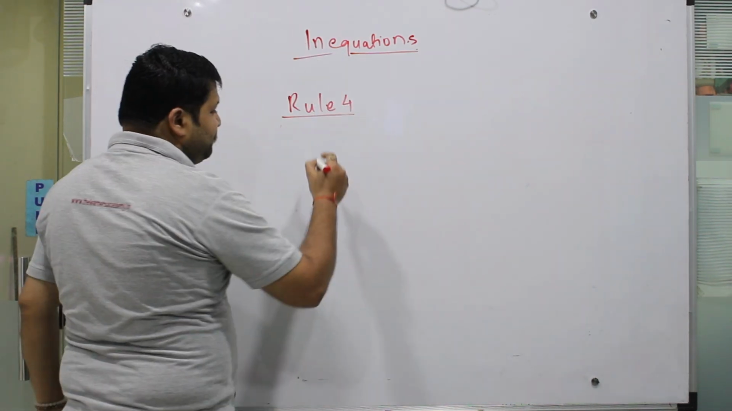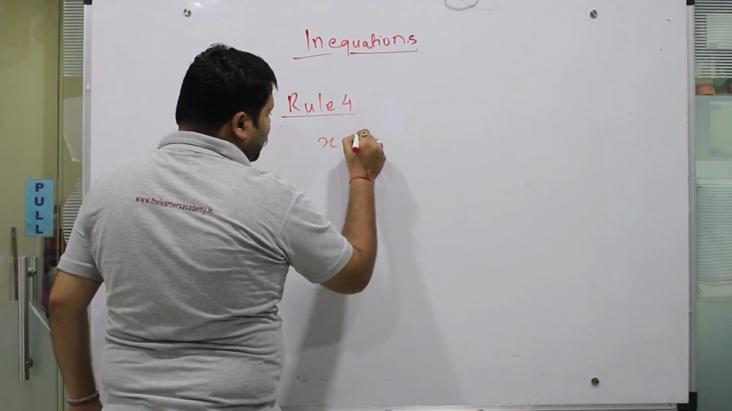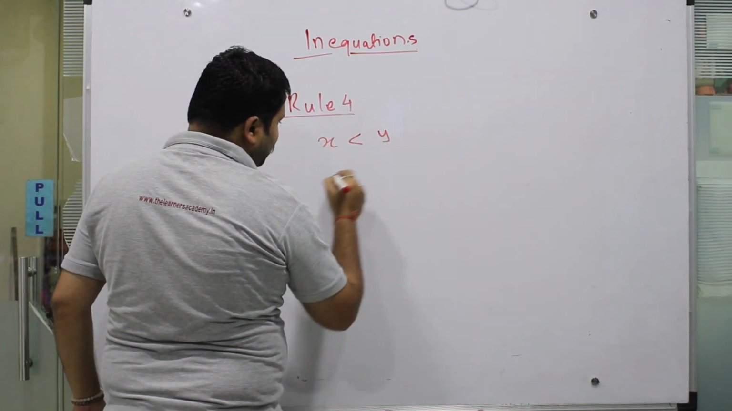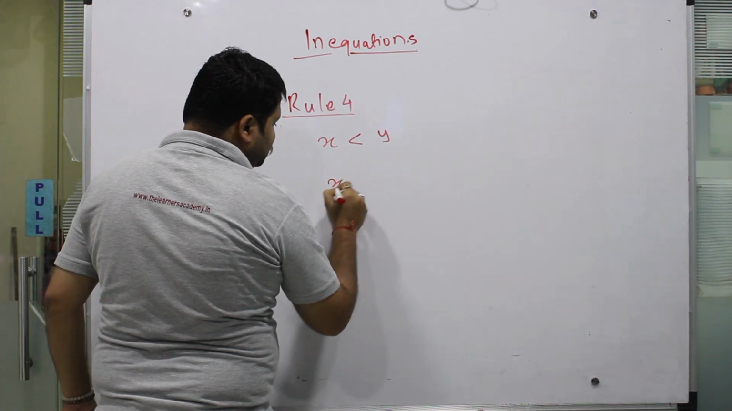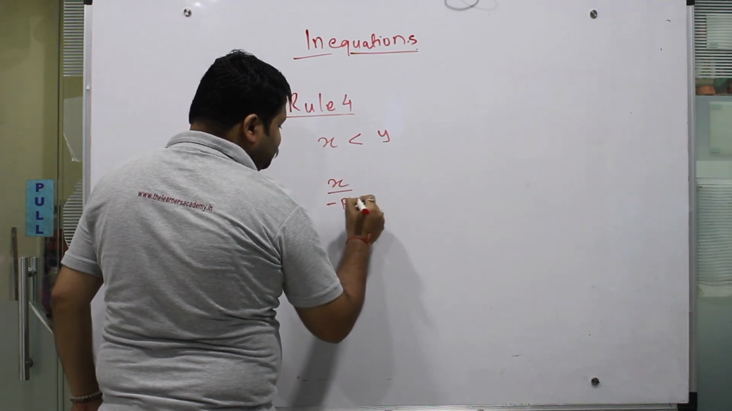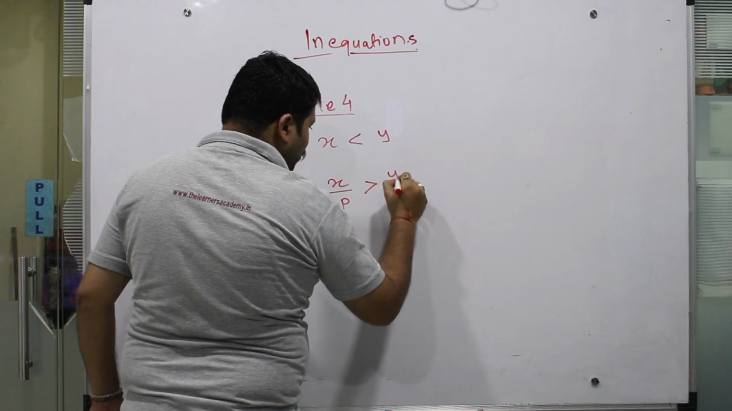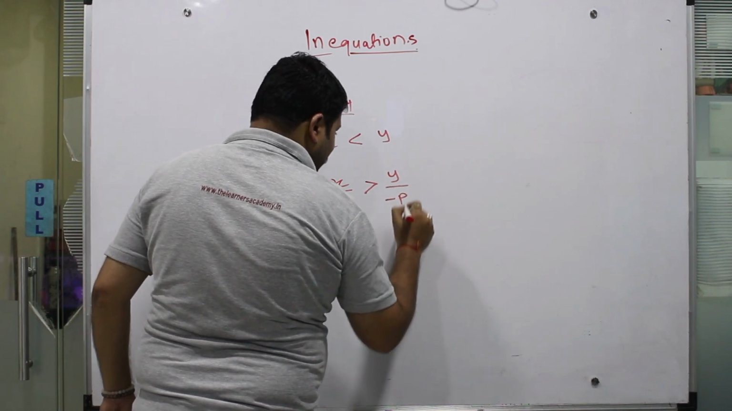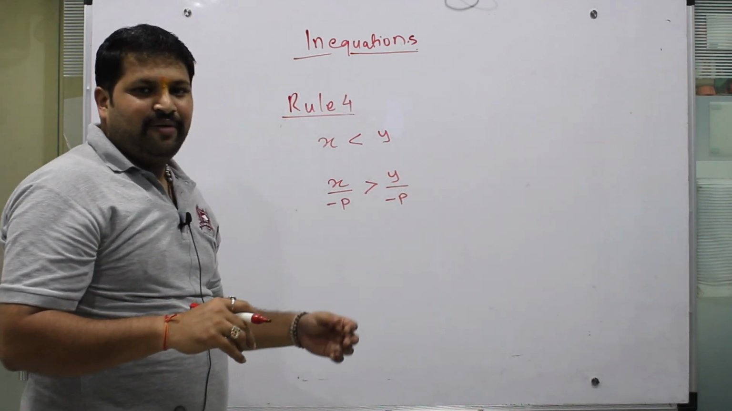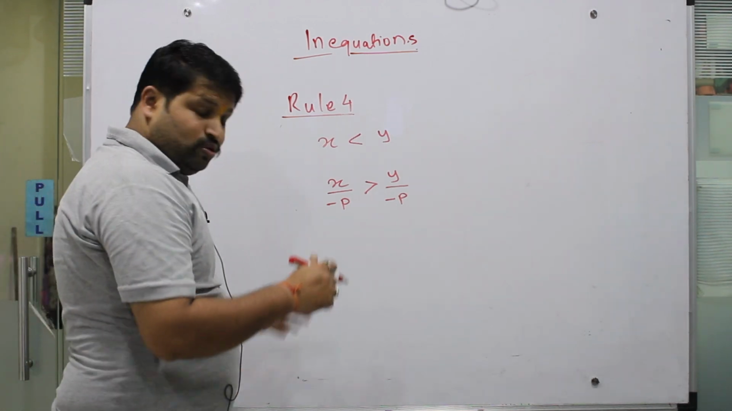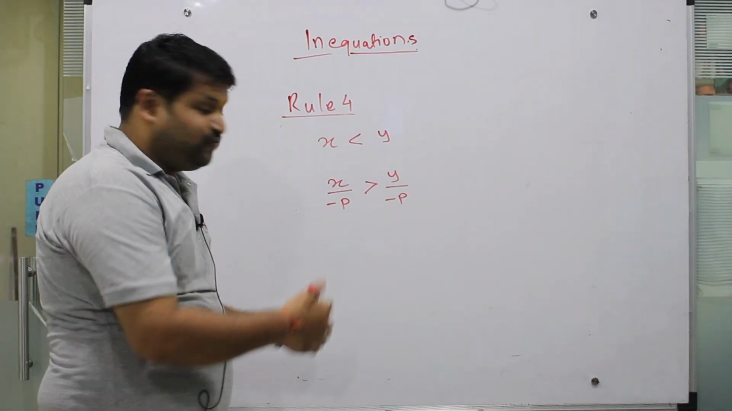तो इसमें देखेंगे, if I have say x is less than y, then x divided by minus p will be greater than y divided by minus p. अभी आप बोलोगे सर ऐसे कैसे? So let's take a demonstration of this.